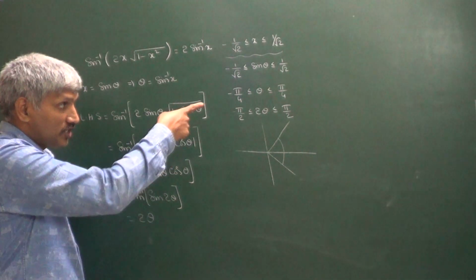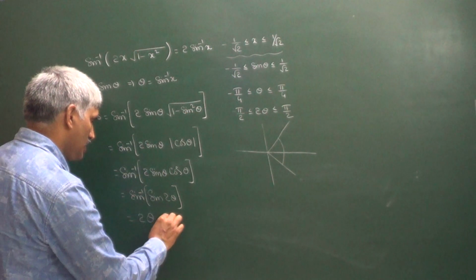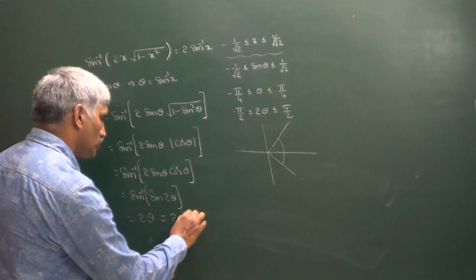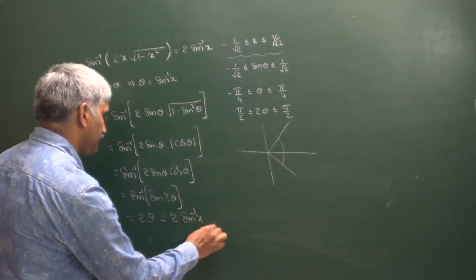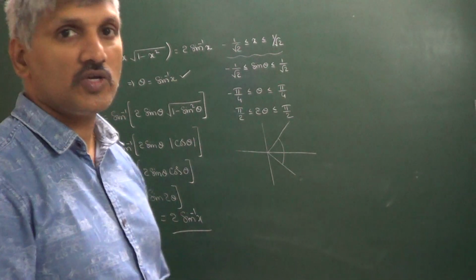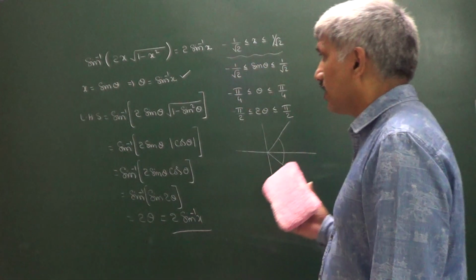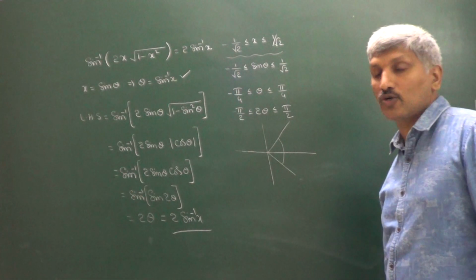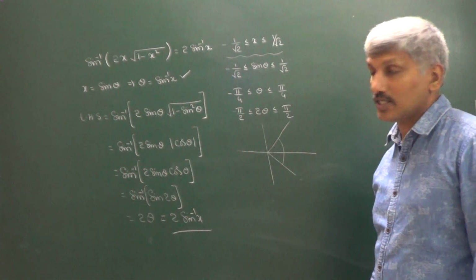The reason is 2 theta is there in the principal branch. Yes, this is equals to 2 into sine inverse x, since theta is equal to sine inverse x. So definitely here you will get a doubt. Sir, you took the substitution as x is equal to sine theta, you got the answer, well and good.